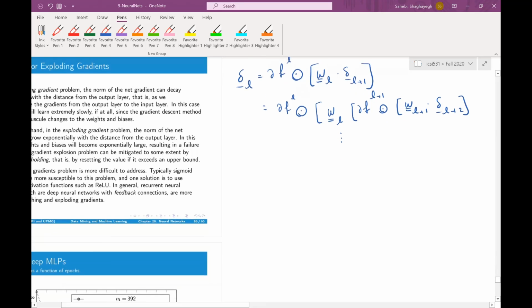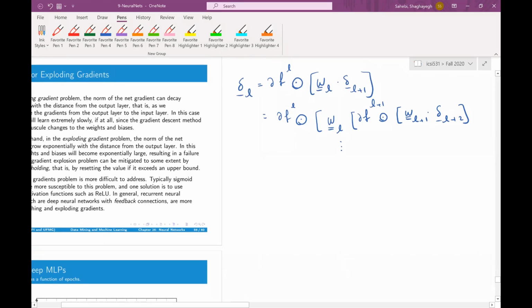Now assume that, for example, in a very simple case, our activation function is just a linear activation function. In that case, the gradient of f is going to be 1, right? And it's just for simplification that we are assuming that.